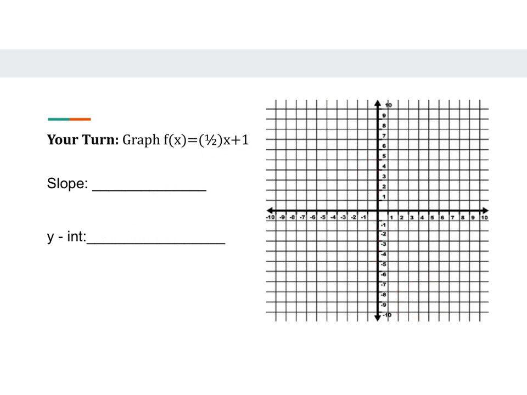Okay, your turn. Go ahead and identify the slope and the y-intercept and use those to help graph this linear function, and then check back in and see how you did. So hit pause now.